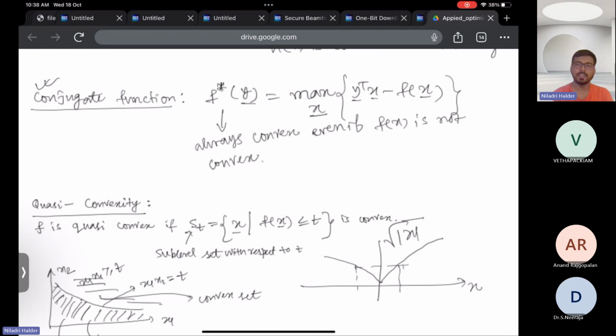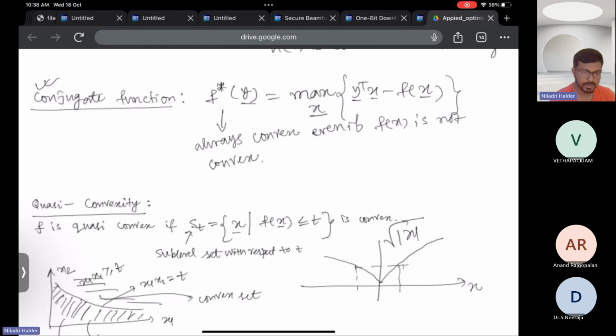So there is a function f(x), but f(x) is not a convex function. So we need to find some other function from f(x) which is a convex function. That is shown here: the maximum of y transpose x minus f(x) is the convex function.